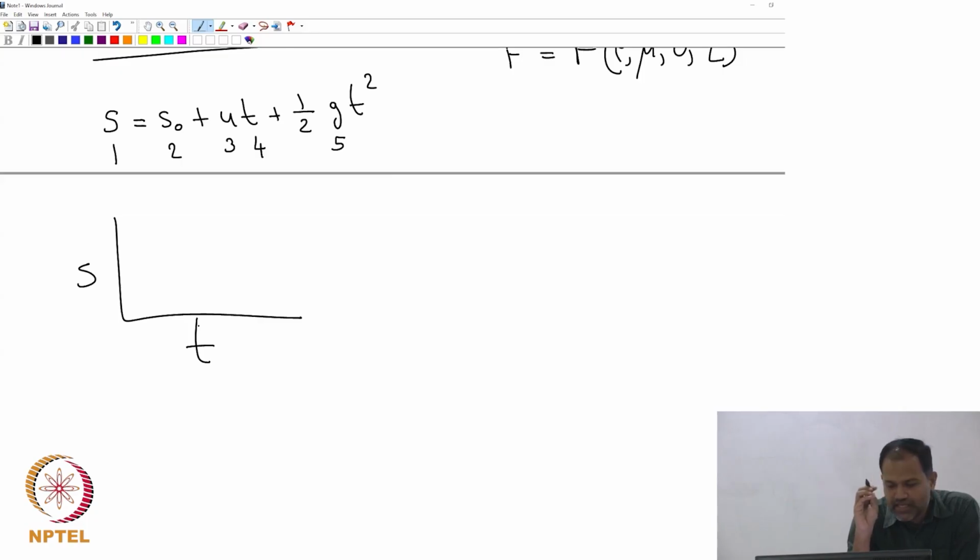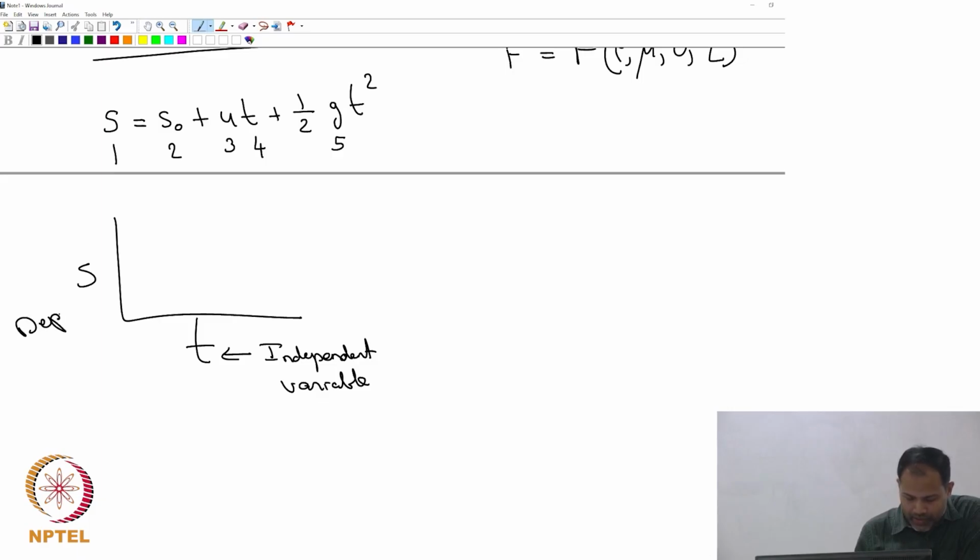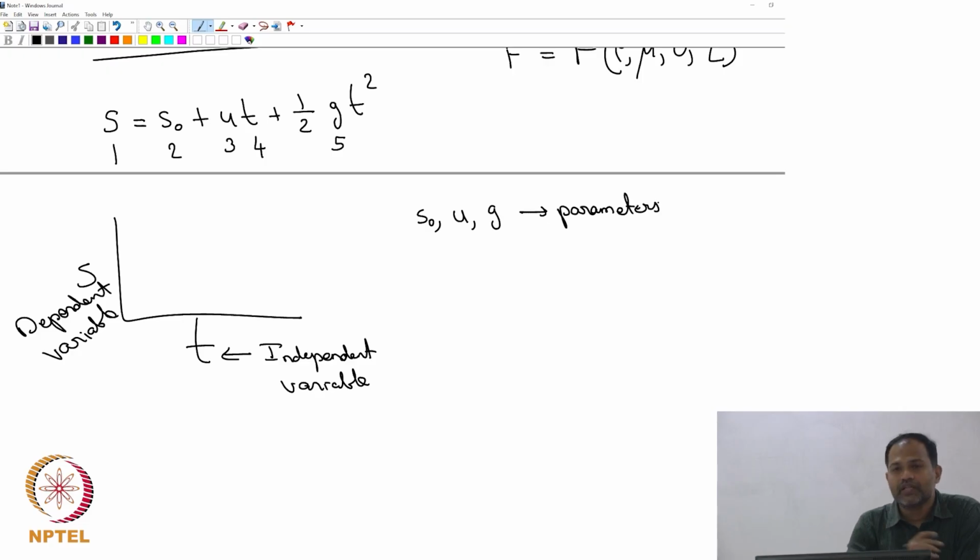The moment you change S0, U and G, the plots are going to be different. Agreed? So you can say T is your independent variable, S is your dependent variable, and S0, U and G are parameters in the problem. The moment you change the parameters, you are going to get different plots.